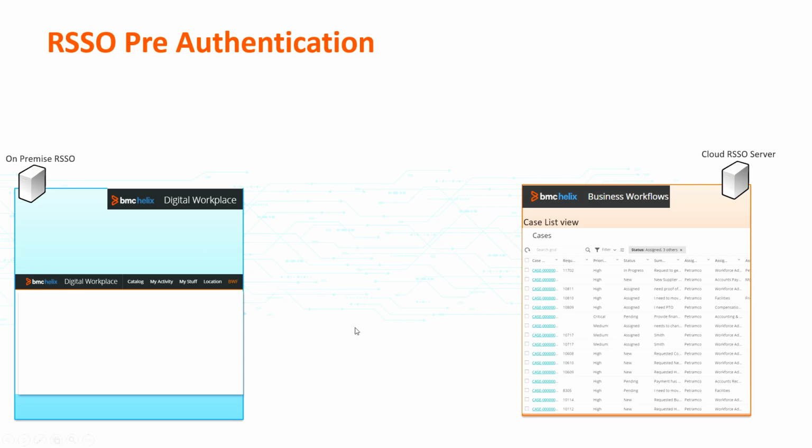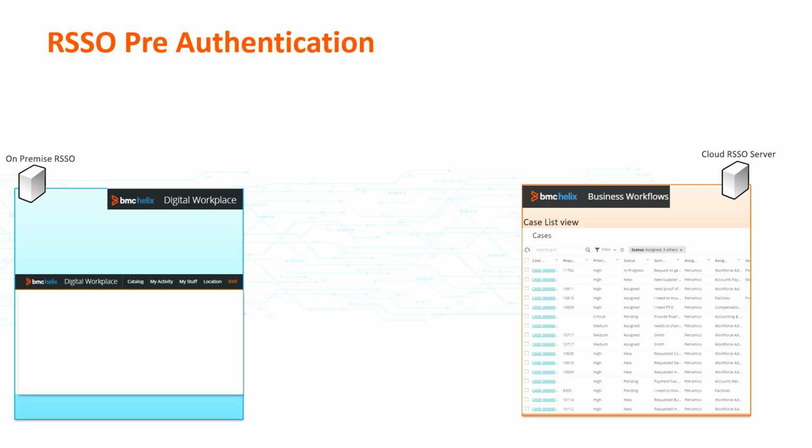If I were to use this view directly inside DWP, the user would have to log in an additional time, once to connect to digital workplace. And when we try to display the view from business workflow, the user would have to log in again, because the second single sign-on would not know that the user is actually logged in on the first one. So the idea behind pre-authentication is to have a way to tell the second single sign-on server that the user is already logged in, so he doesn't need to log in again.